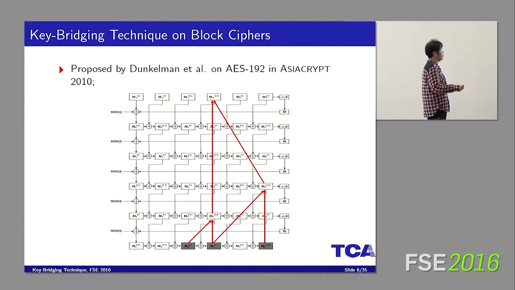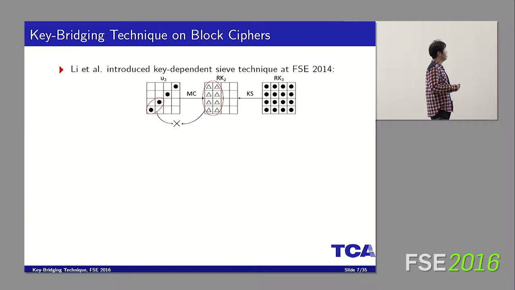At FSE 2014, Li et al. introduced another application of the key bridging technique called the key dependency technique. As we can see in this figure, we can get U2 and RK3 from the encryption and decryption directions. And by the key schedule, the first two columns of RK2 can be deduced from RK3. And with a probability of 2 to the power minus 16, there is a match.